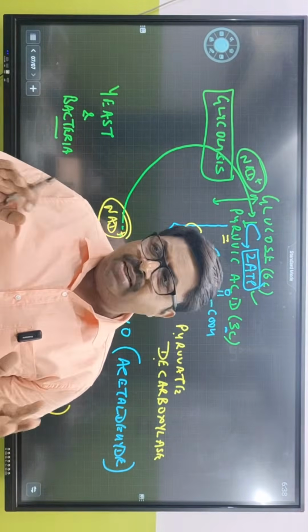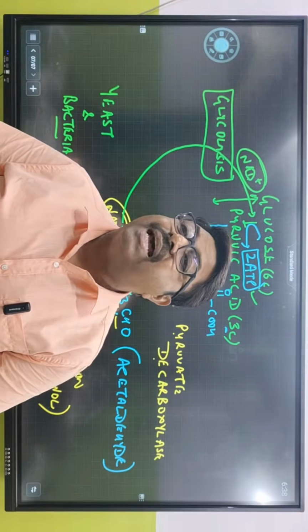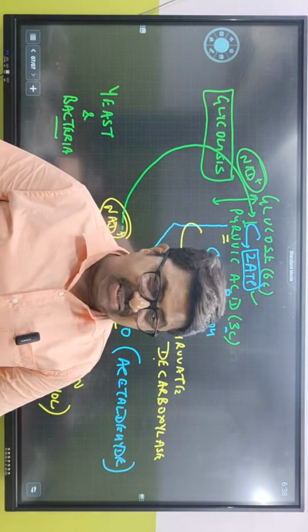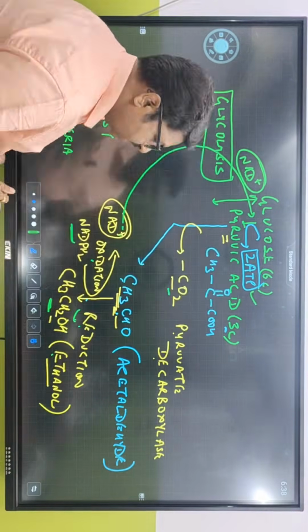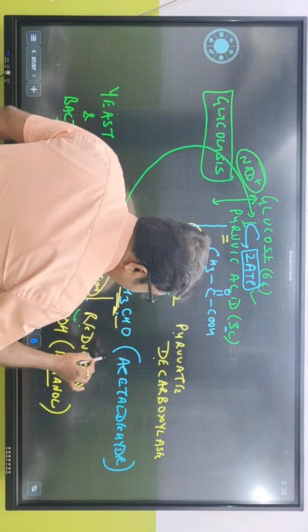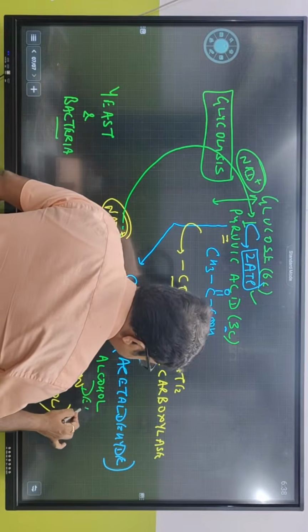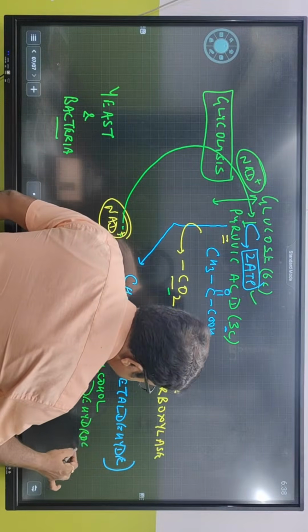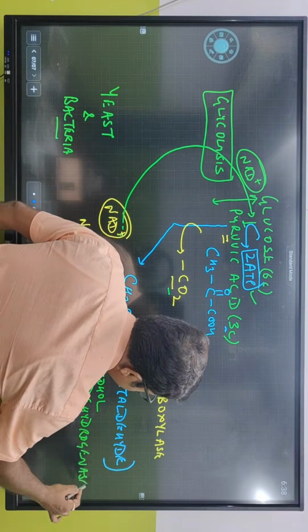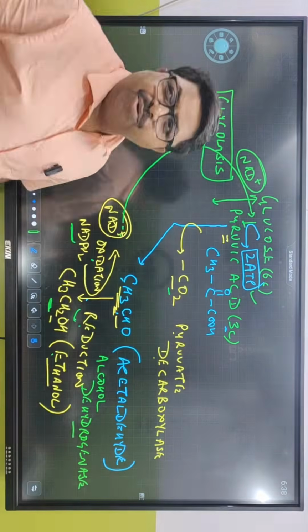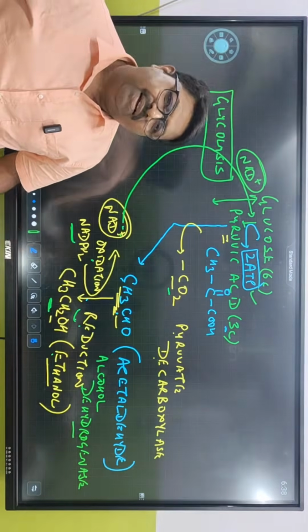Oxidoreductase. And oxidoreductase is done by always which enzyme? Dehydrogenase. So the name of the enzyme is alcohol dehydrogenase. Is this clear? Any issues with this?